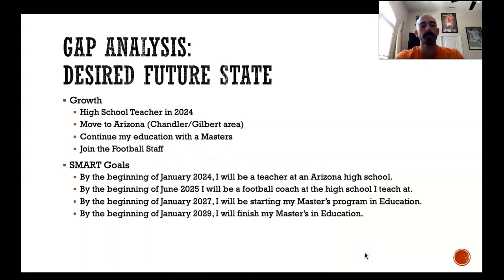Desired future state. For growth, I would like to be a high school teacher by January 2024, right after this teaching certificate. That's the goal, ideally. I hope to move to the Chandler, Gilbert area in Arizona, though I'm open to other areas as well, just to get my foot in the door. I want to continue my education after teaching for a couple of years with a master's in education, to become a better self and be the best teacher I can be.